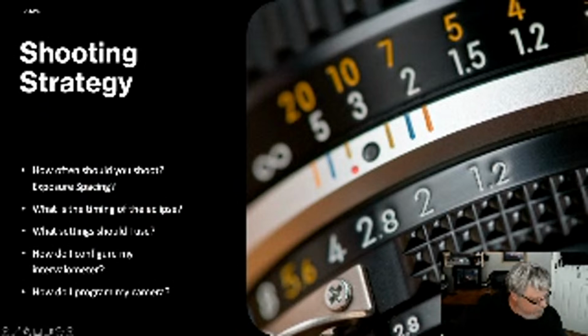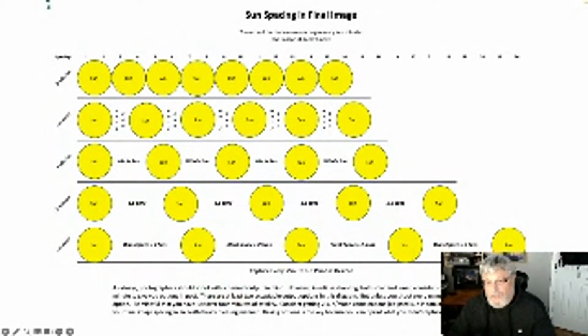Shooting strategy. How often should you shoot? What should your exposure spacing be? What's the timing of the eclipse? What settings should I use? How should I configure my intervalometer? And how do I program my camera? Now we're starting to get into our strategy that differs from how most people are shooting the eclipse.